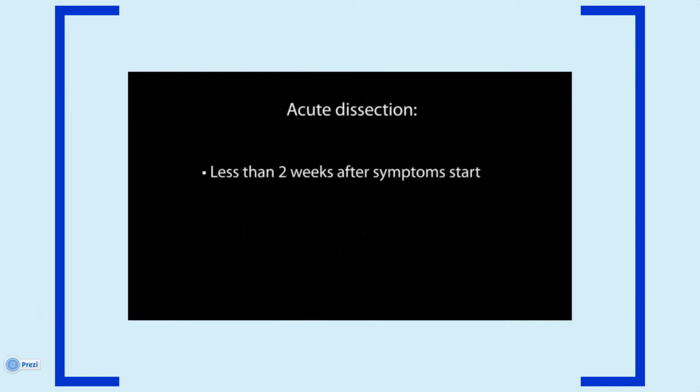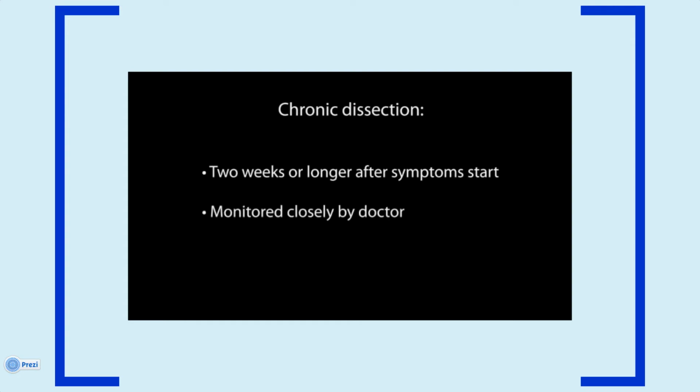If your symptoms have lasted less than 2 weeks, you have an acute dissection. It can be rapidly fatal and requires immediate medical attention. If your symptoms have persisted for 2 weeks or longer, you have a chronic dissection. Your doctor will monitor it closely for changes.